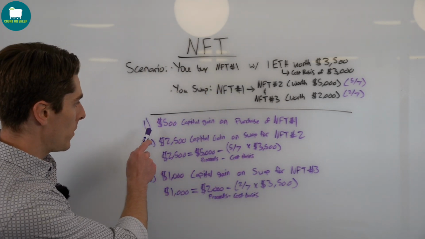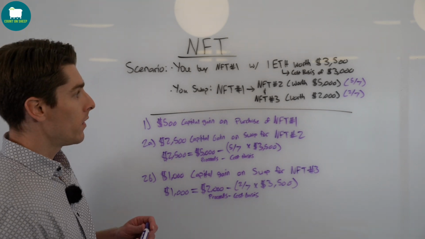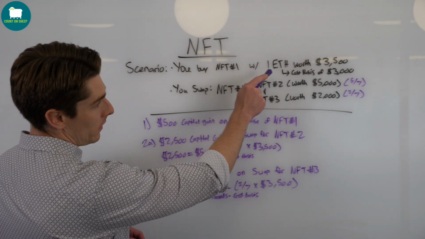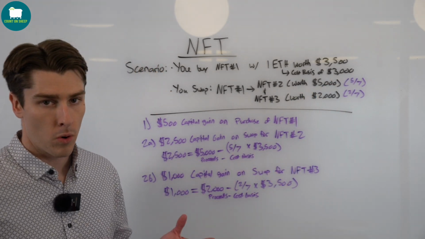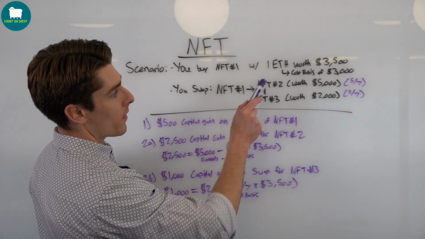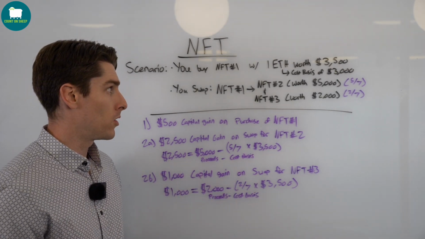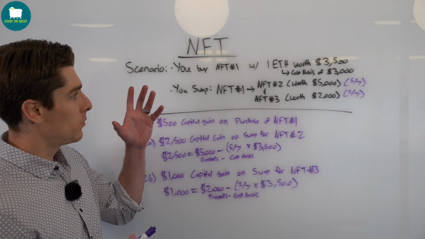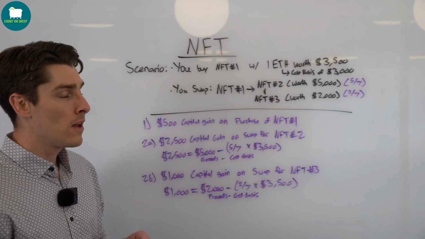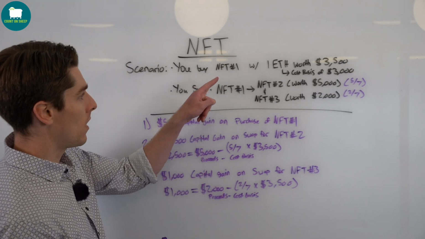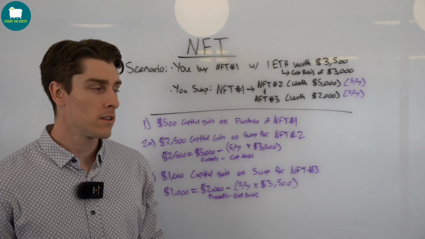But it's fairly straightforward. We have a $500 capital gain on the purchase of NFT 1. The reason for that is the ETH that we used had a cost basis of $3,000. I mentioned that would be important later. And it was worth $3,500 at the time that we purchased with it. And so that means we have a $500 capital gain on that purchase of NFT 1. Similarly, that means that the cost basis on NFT 1 is that $3,500.